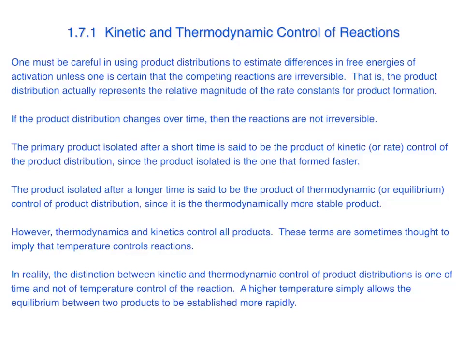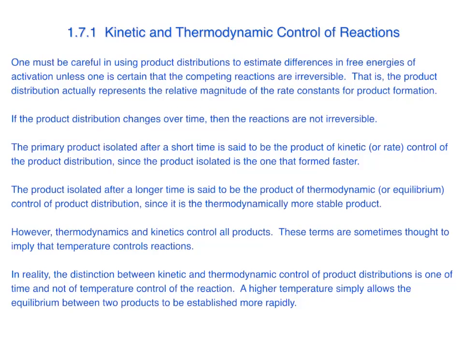In this video, we're going to cover section 1.7.1, kinetic and thermodynamic control of reactions. Now, we saw in the previous video on parallel reactions that we could estimate product distributions based on the relative magnitude of the rate constants responsible for those competing pathways.